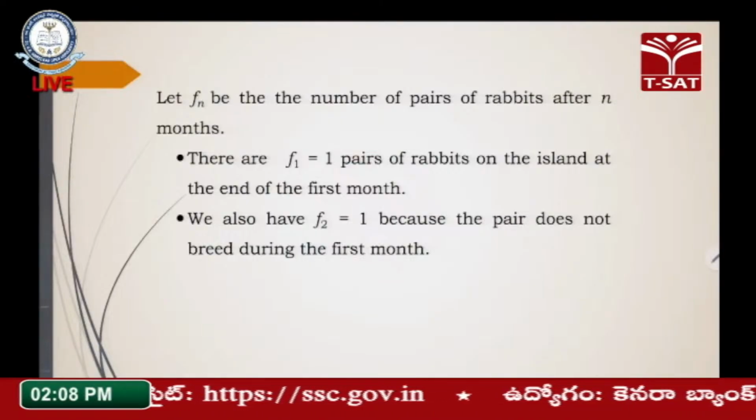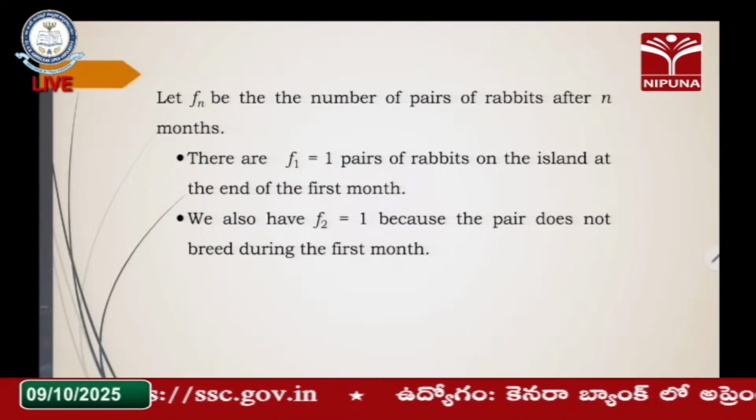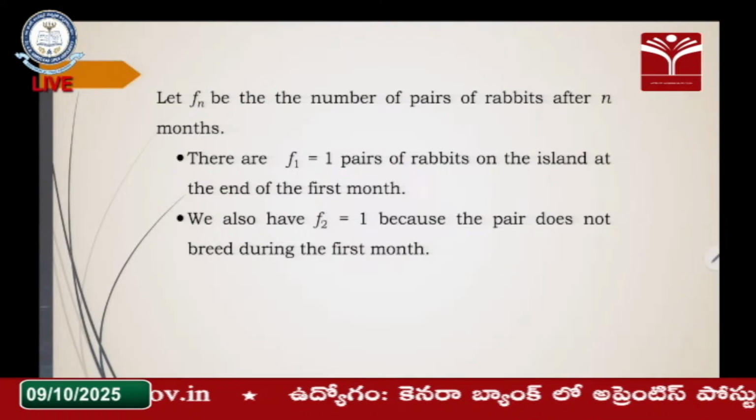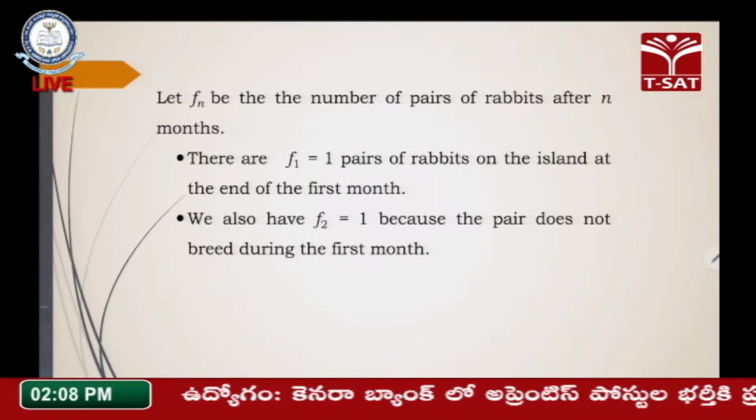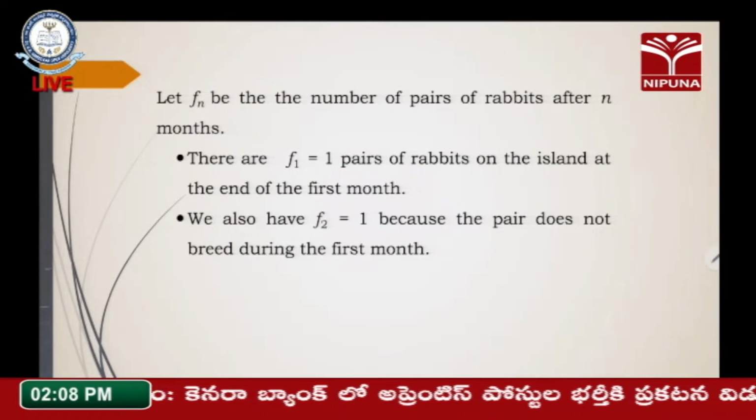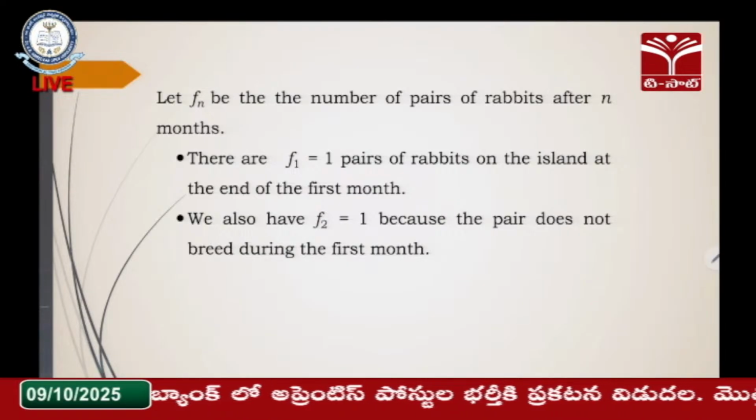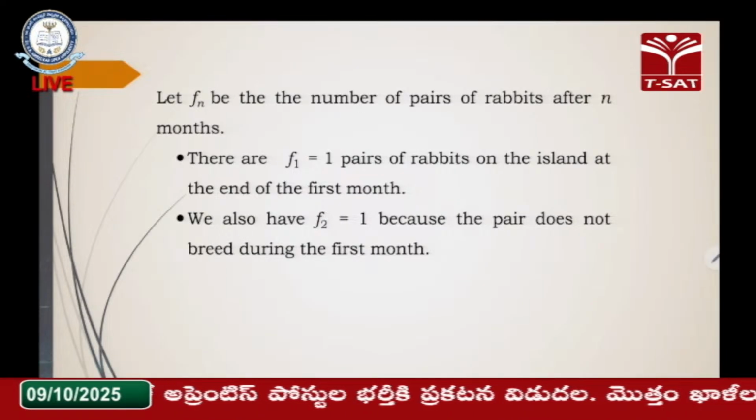So, obviously what happens? F1 stands for what? Number of pairs of rabbits after 1 month. Since we are placing a pair in the first month, there will be only one pair. So, F1 value is 1.